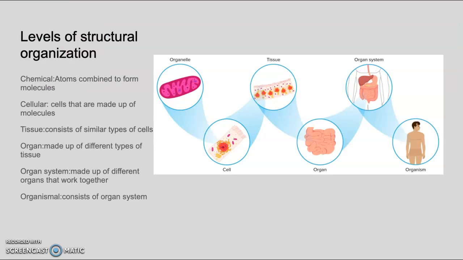First off, the levels of structural organization are broken down into chemical, cellular, tissue, organ systems, and organismal. Chemical is the smallest, which has atoms combined into molecules. Cellular is cells made up of molecules. Tissue is made of different cell types. Organs are made up of different tissues. And organ systems are made up of organs that work together. And lastly, the organismal level consists of organ systems.